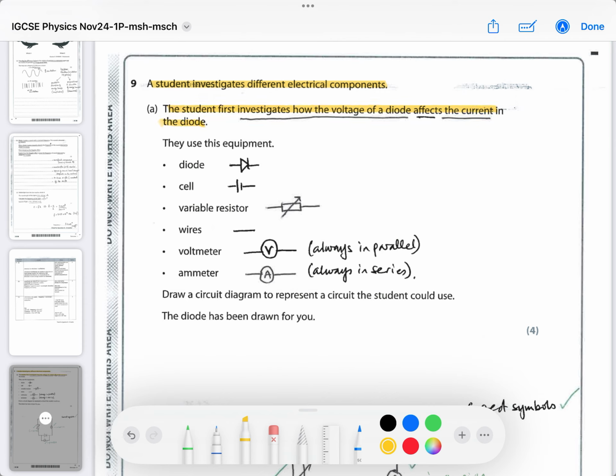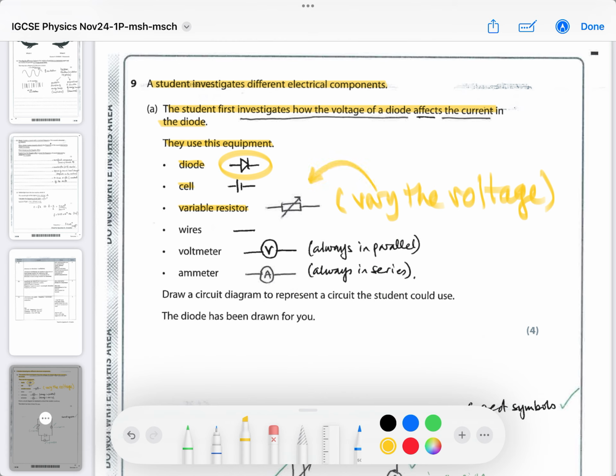Okay, so a diode has a symbol which looks like that. So first of all, you need to make sure you know all your basic electrical equipment. So here's the list of equipment they want you to use: the diode, the cell, a unit of a battery, and the variable resistor. The variable resistor allows you to vary the voltage that the diode gets. So you put it in series with the diode.